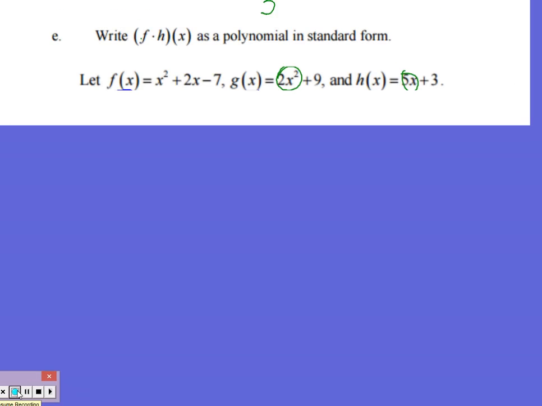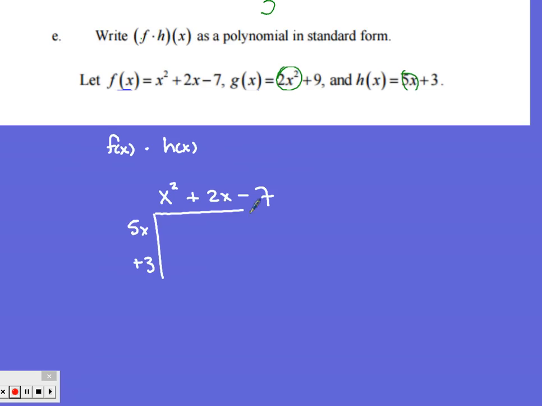Here we go. All right, so we are going to multiply these two together. We're going to take f of x, and we're going to multiply it to h of x. That's all that is asking right there. We don't have to put another x in there. So we're going to take our f. I'm going to do the area model for this one. x squared plus 2x minus 7. And then over here we have 5x plus 3.